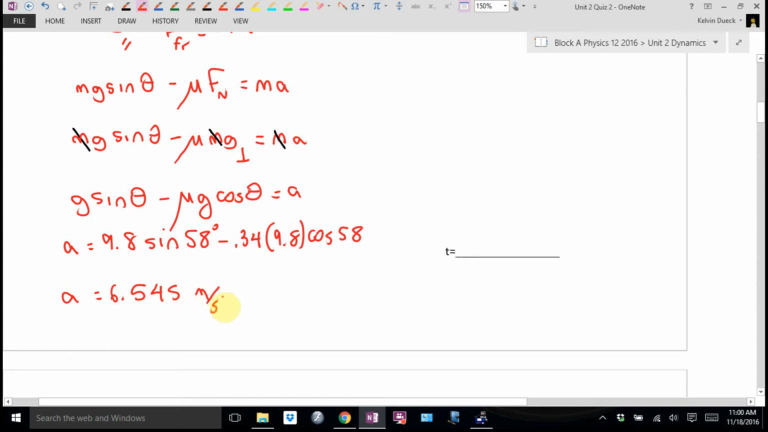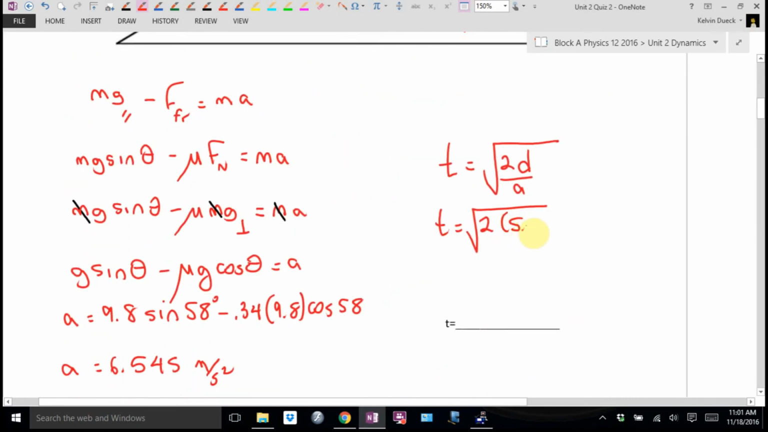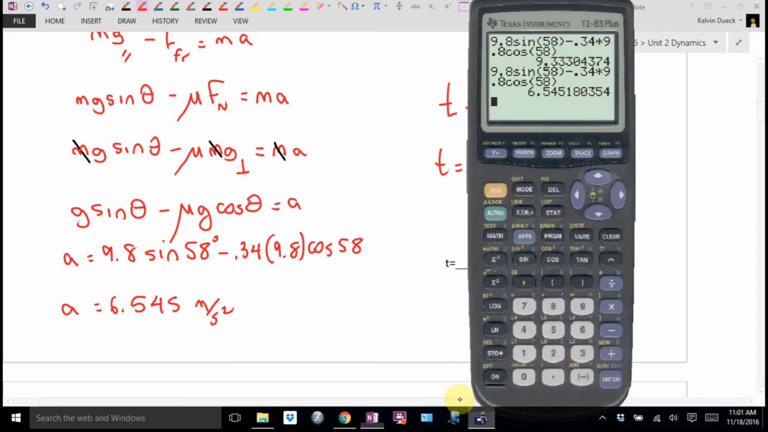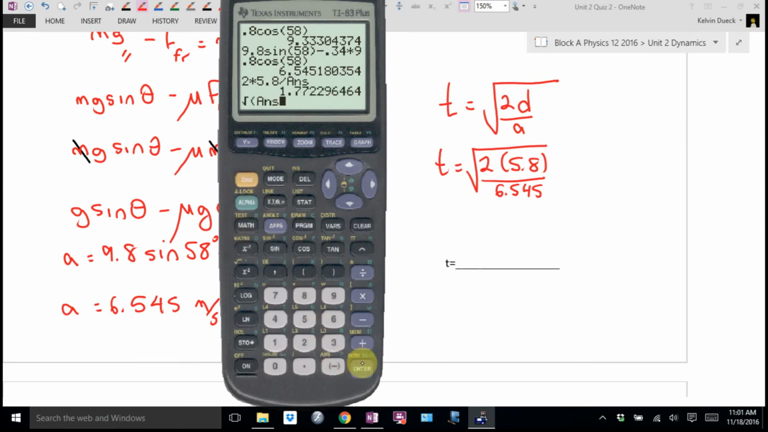Because they didn't ask me to find the acceleration, they wanted me to find the time. So the time is going to be the square root of 2 times d over a. They gave me a distance, did they not? 5.8, all over 6.545. 2 times 5.8 divided by the answer, square root. Do you get 1.3? 1.33 seconds?